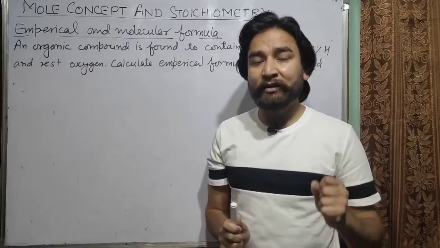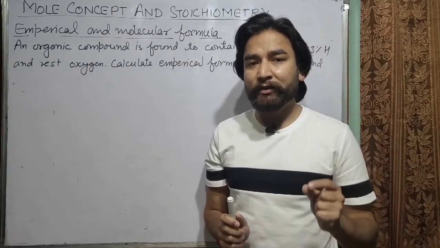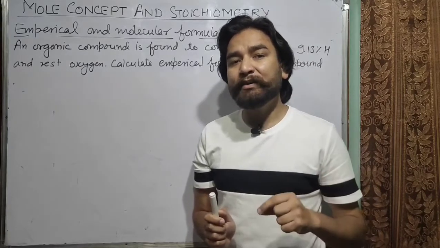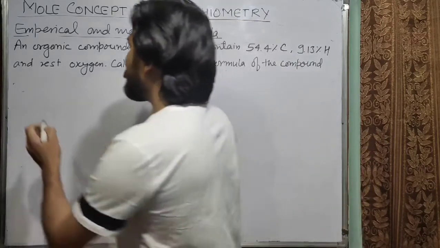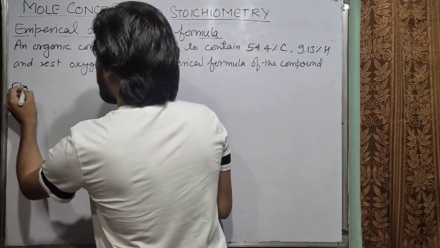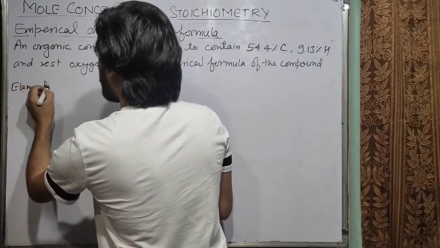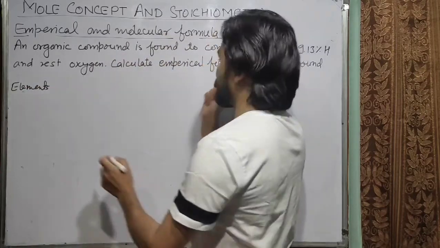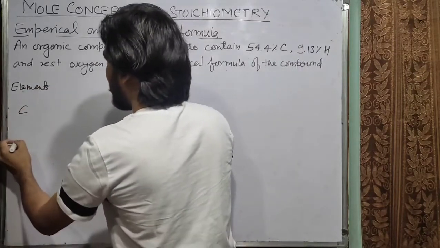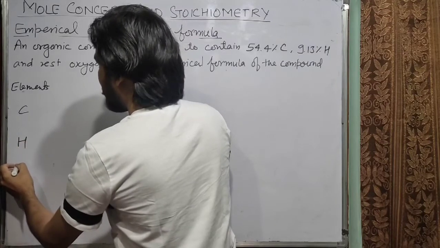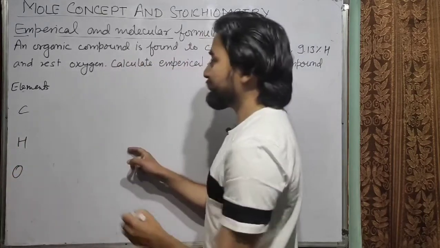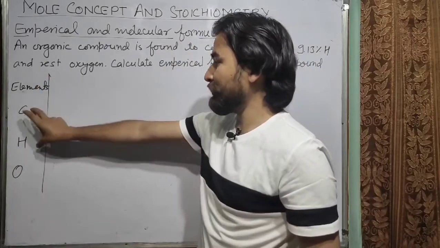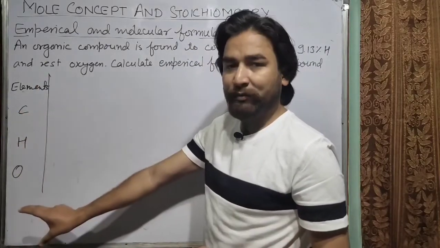So for that we are going to form a table, and with the help of that table we can calculate the empirical formula very easily. First of all, we will see which elements we have. The first column in that table will be of elements. We have 3 elements: carbon, hydrogen, and oxygen. First column is complete.